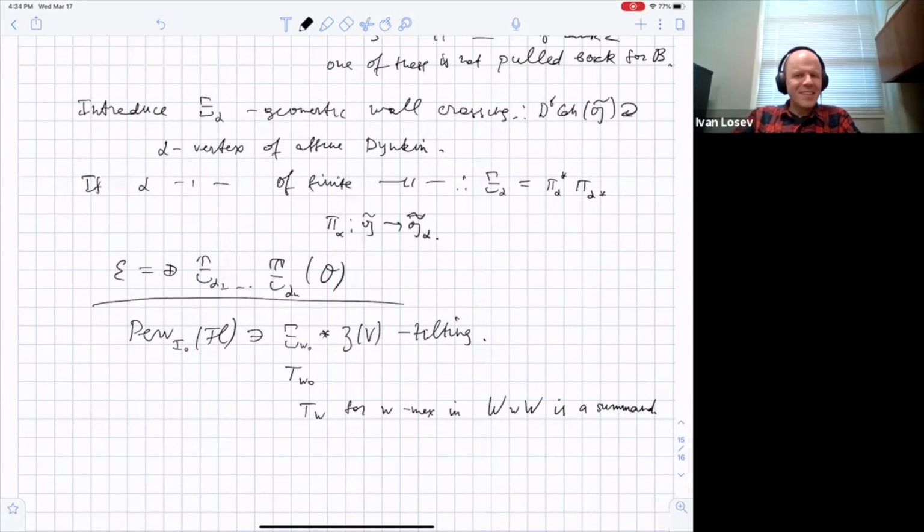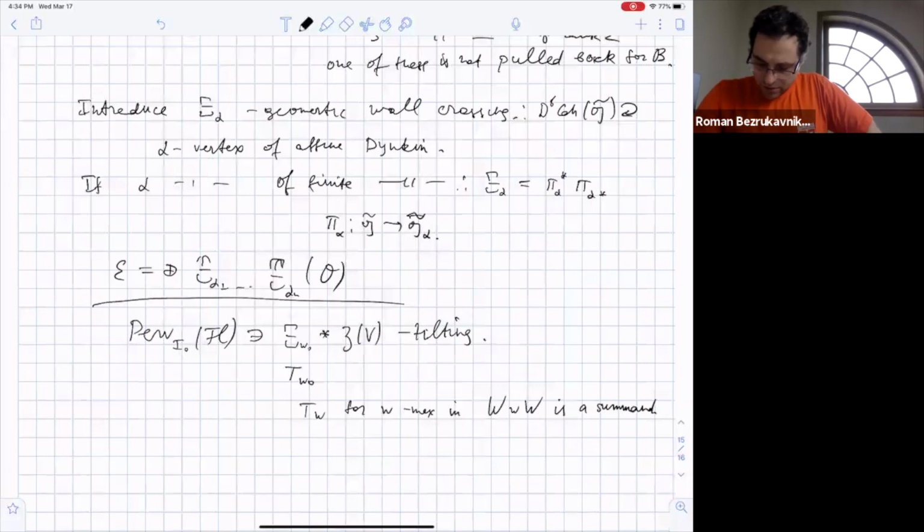So maybe we already want to finish, but let me try to ask this. In the very beginning, Roma, you mentioned this result about self-filtrations, and you mentioned that you may want to say something about the proof after the end of the talk. Yeah, sure.